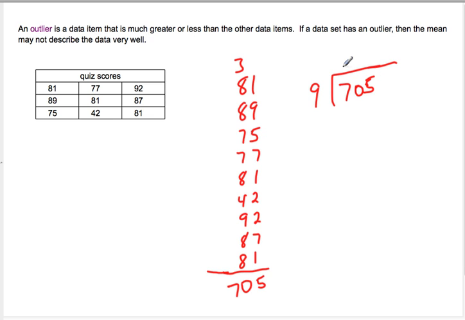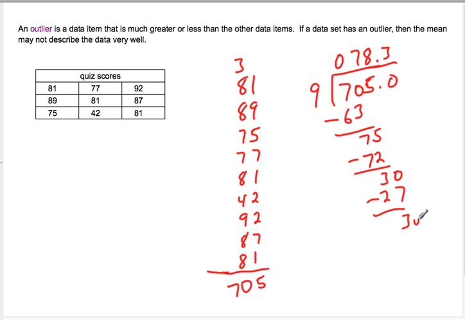9 doesn't go into 7, goes into 70 7 times. And then we have 75. Let's see, 72, so that goes in 8 times. And then we have a 3, so we're going to have to keep going. Remember to put that decimal right into the answer once you have to use it. That goes in 3 times. And it looks like we'll just have a repeating 3 from now on. So it's approximately 78.3 repeating for the average quiz score.